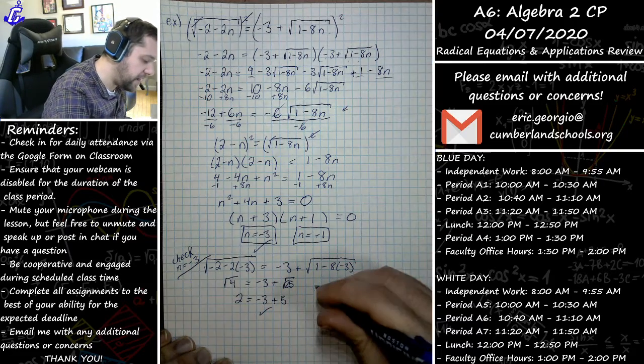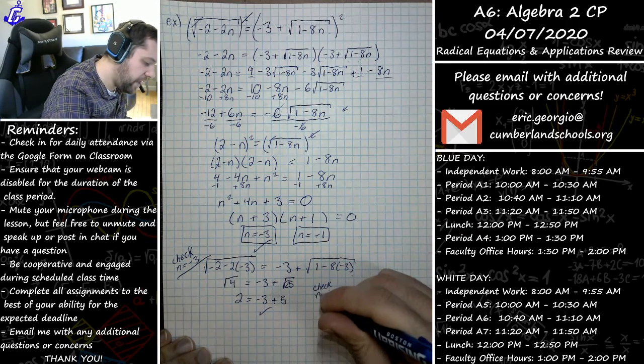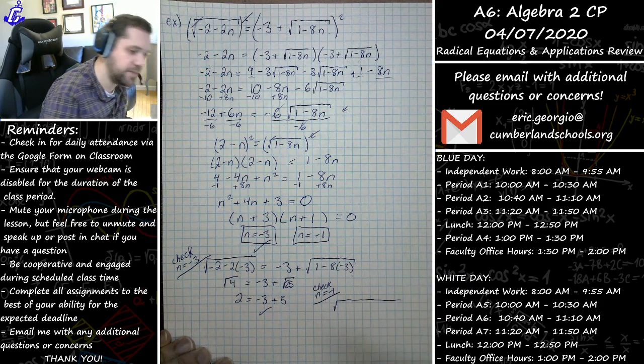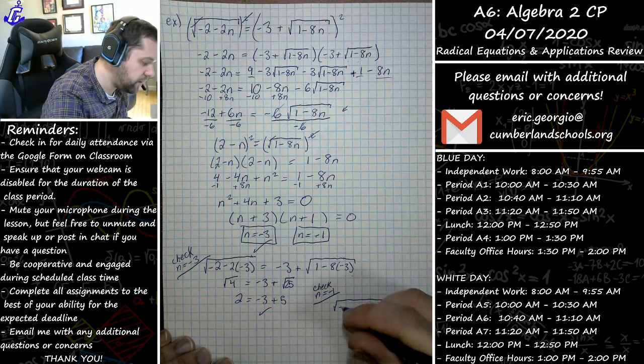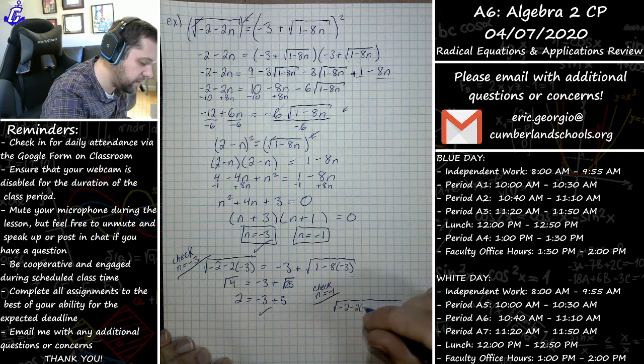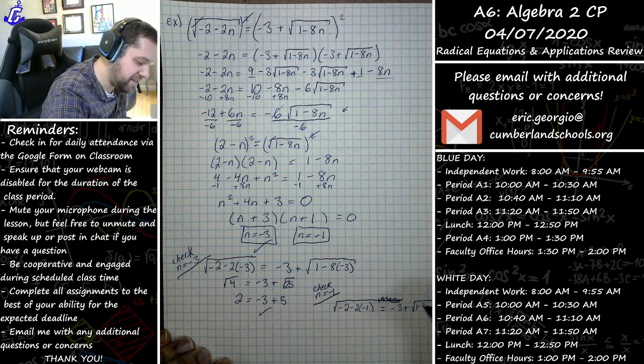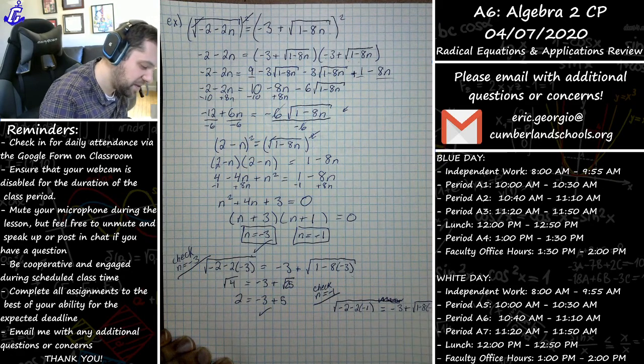And now let's just check the last one. I'll do it right over here. When n is equal to negative 1, is it true that, going again way back up to the top to plug in, the square root of negative 2 minus 2 times negative 1, I made that square root way too long, is equal to negative 3 plus the square root of 1 minus 8 times negative 1? Is that true? Let's see.